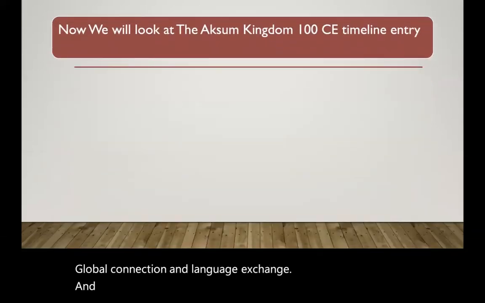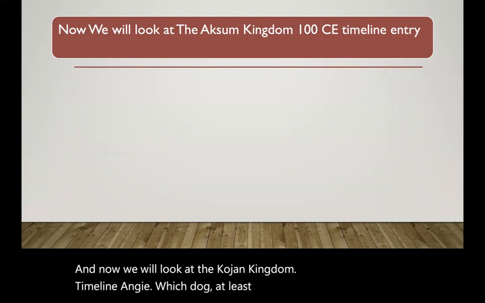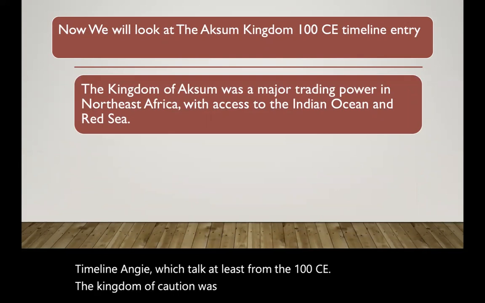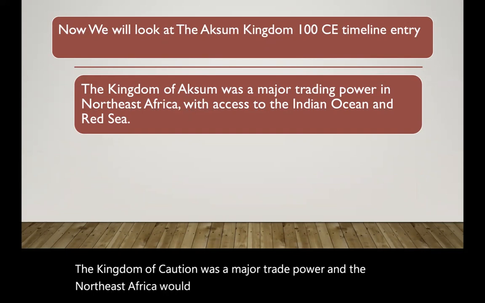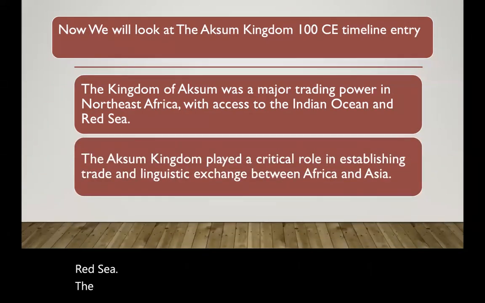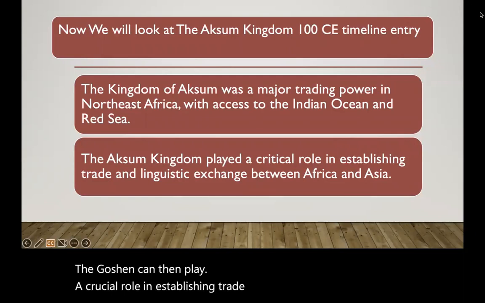And now we will look at the Kush Kingdom timeline entry, which took place from 100 CE. The Kingdom was a major trade power in Northeast Africa, with access to the Indian Ocean and the Red Sea. The Kingdom played a crucial role in establishing trade and linguistic exchange between Africa and Asia.